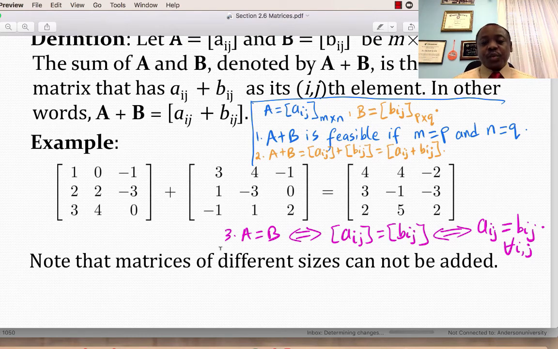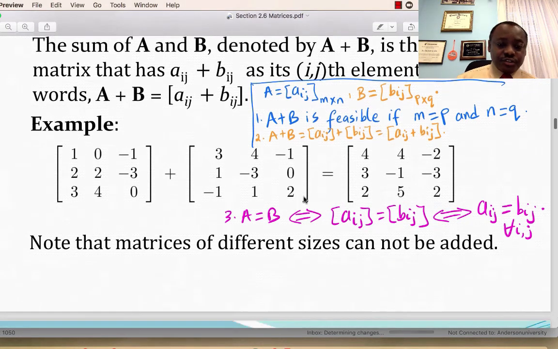And the third thing, which we already mentioned before, but I would like to put here again: the matrix A is said to be equal to the matrix B if and only if, number one, they are of the same dimension, and number two, aij equals bij for every i, j. Corresponding entries are the same. So these are the top 3 things we need to know as far as matrices are concerned.